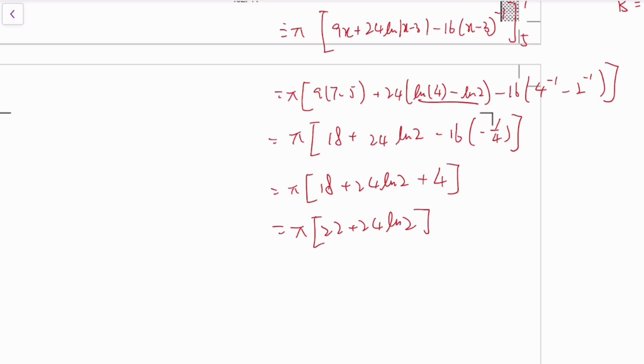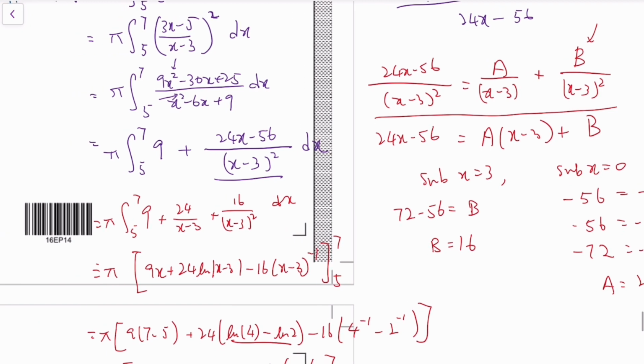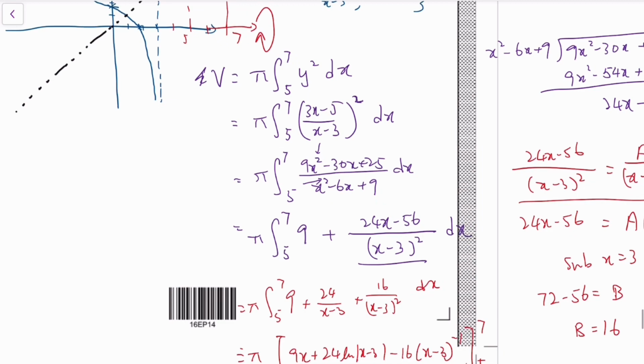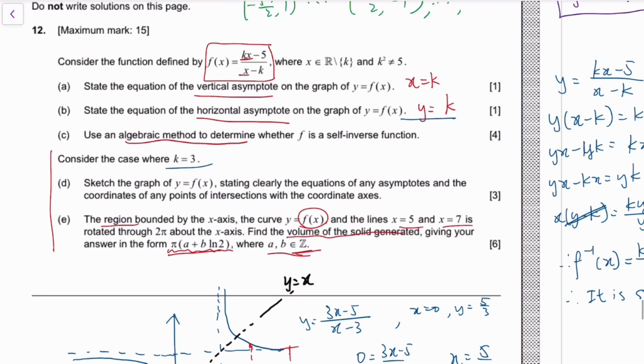I hope I get it right, but hopefully I'm not terribly wrong. I might make some mental math error, but I think the method is correct. So overall, part E is not tricky. It's just a bit of a long working.